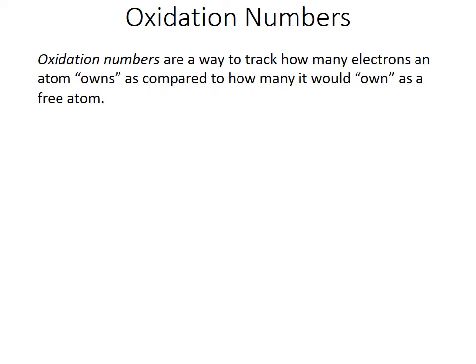Hello 111 students. I got a request for a video on oxidation numbers, so let's take a closer look at them today. Oxidation numbers are a way to track how many electrons an atom owns as compared to how many it would own as a free atom.